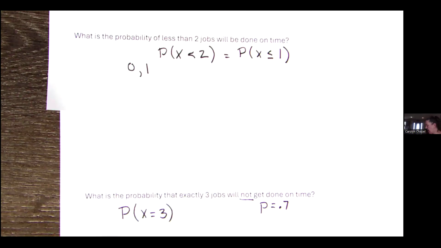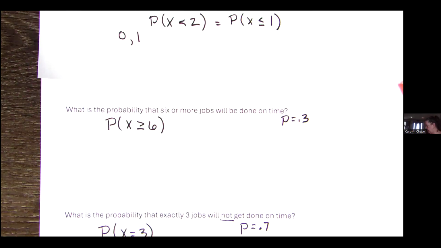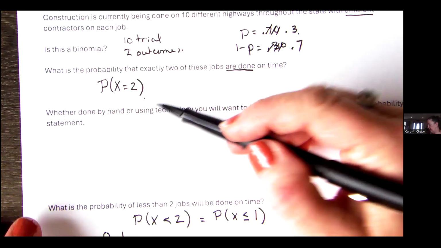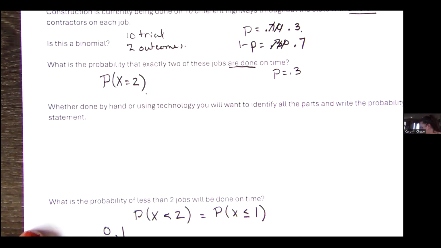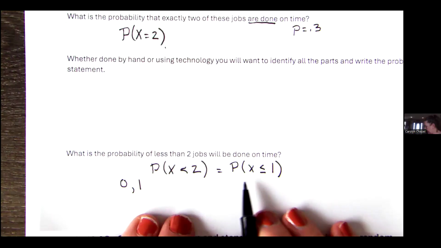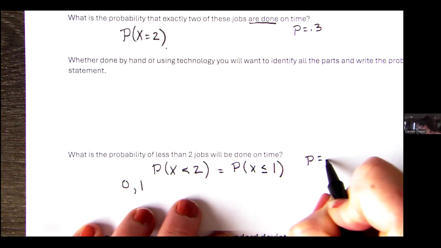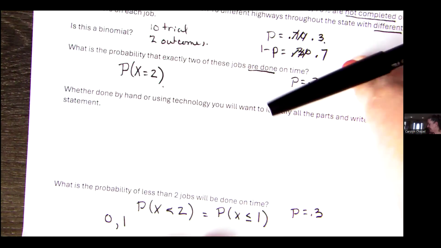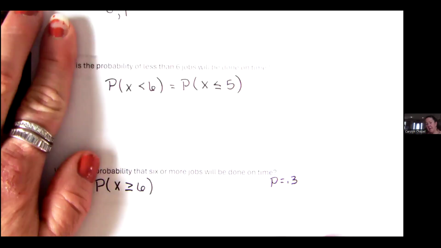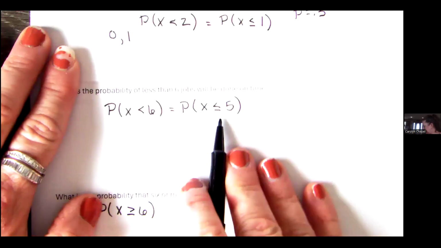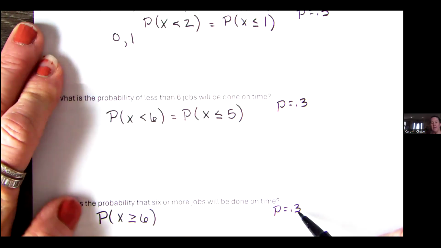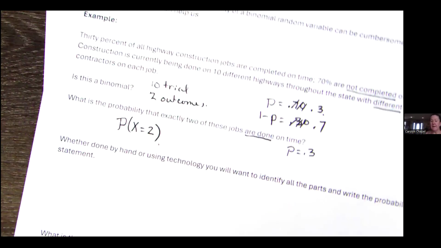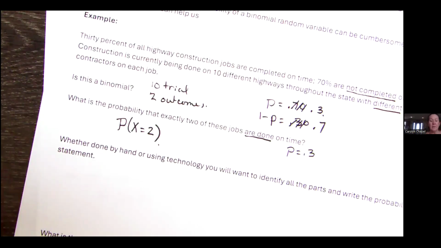Okay, so I've got all my pieces for all of these parts. I'm going to go into SALT and we're going to do all parts. So I'm going to do equal to 2 when we have P equal to 0.3. Here we have less than or equal to 1. Again, P is equal to 0.3. We have less than 6, which means less than or equal to 5. So P again is 0.3, then greater than or equal to 6, and the equal to 3. So I'm going to go into SALT.